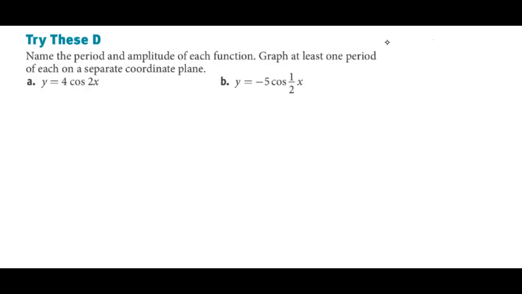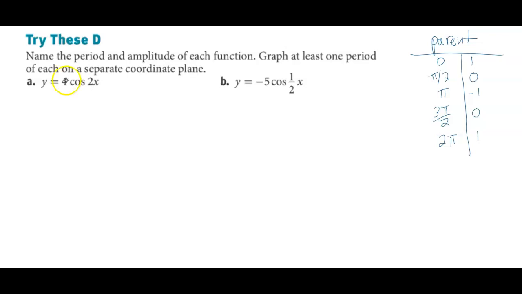So when we think about cosine, right, we use the parent function based on the quadrantal angles. So 0, pi over 2, pi, 3 pi over 2, 2 pi. So the cosine, the x value at 0 degrees is 1. At pi over 2 we're 0. At pi we're negative 1. 3 pi over 2 we're 0. And at 2 pi we're back to 1.